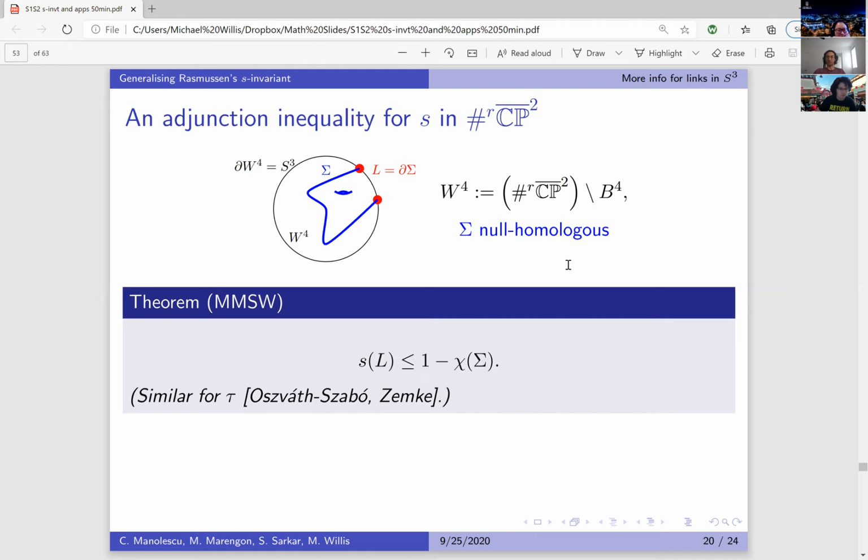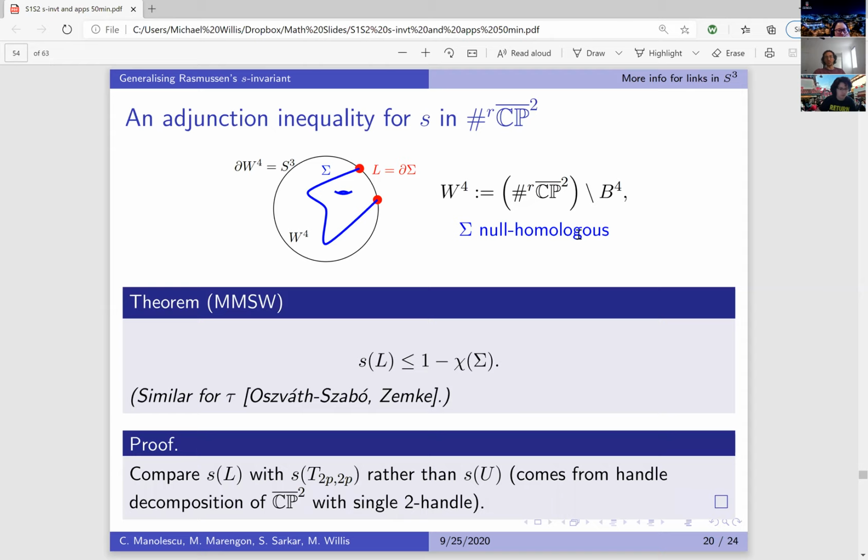And the proof, without saying too much, the main issue is that if you're going to think of your three sphere as bounding a bunch of punctured CP2 bars, then the key is that you have to compare the S invariant of your link not with the S invariant of the unknot, but with the S invariant of that very specific torus link, the single full twist torus link. Why this torus link? You have to sit down and look at the handle decomposition of CP2 bar with a single two handle and see how your surface is transversely intersecting that two handle.